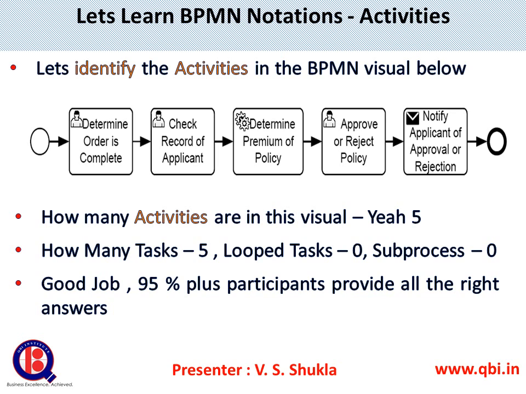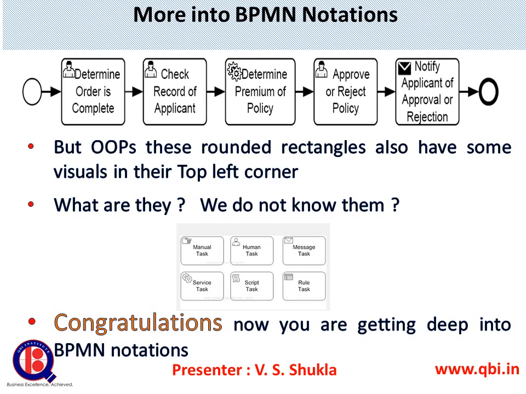If you have also calculated the same, I congratulate you, for 95% plus participants provide the right answers for the total number of activities, and they are also able to decipher that the number of tasks are 5, loop tasks 0, and sub-process 0 in this visual. Oops! Some of the participants to this video have rightly pointed out that the activities which we see here in the visual have a further detail on the top left hand corner.